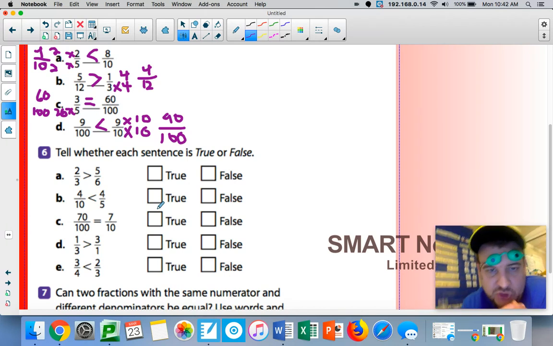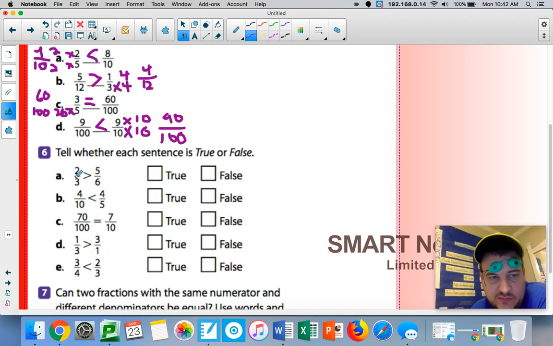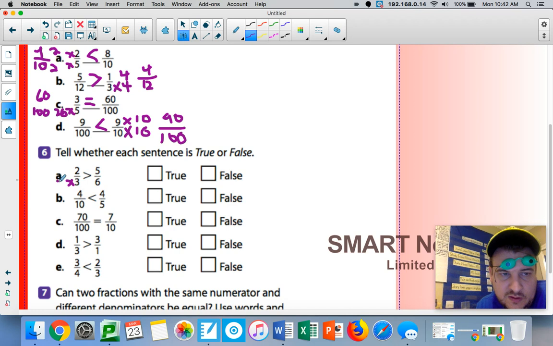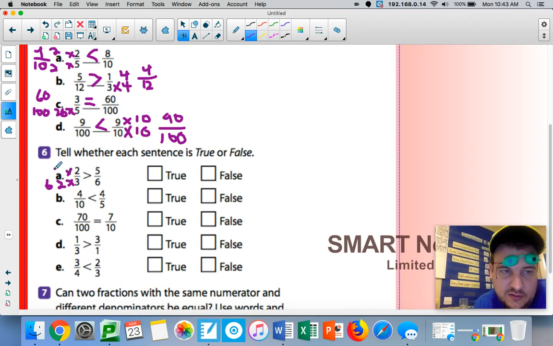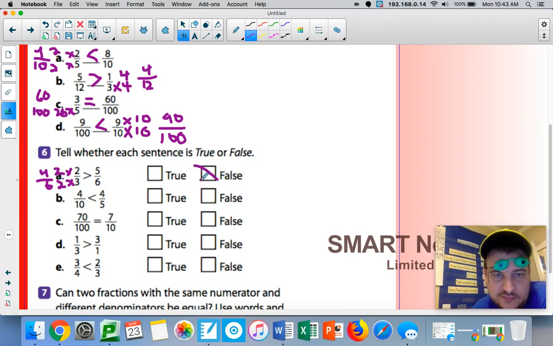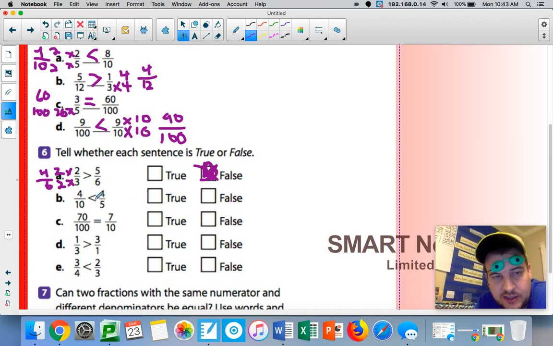Tell whether the sentence is true or false. 2/3, 5/6. We need to change this to 6. So I'm going to multiply this times 2. 3 times 2 equals 6. If I multiply the bottom times 2, I have to multiply the top times 2, which would give me 4/6. I don't know how to break it to you kids, but 4/6 is not bigger than 5/6. So this is false. False, yo.